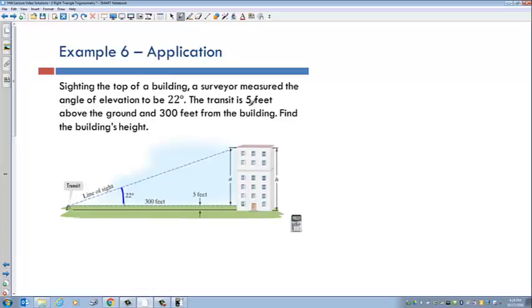The transit is 5 feet off the ground. So the transit is this device that the surveyor is using to figure out the height of this building. So they label it here. So this 5 feet right there above the ground. And 300 feet from the building. So from here to here, it's 300 feet. And we want to find the building's height.